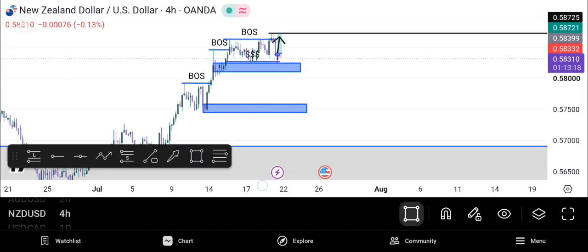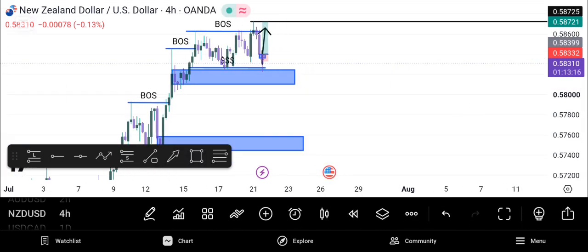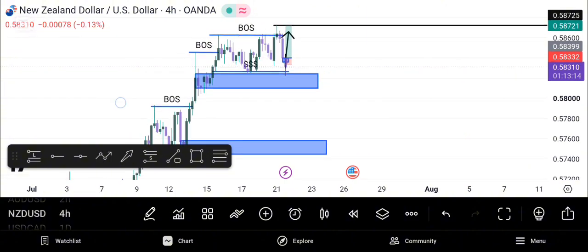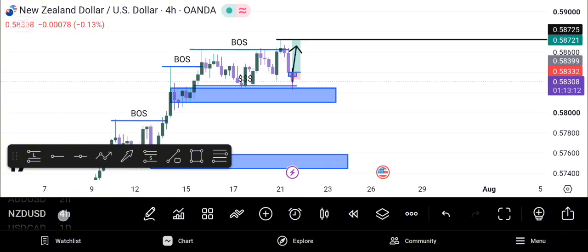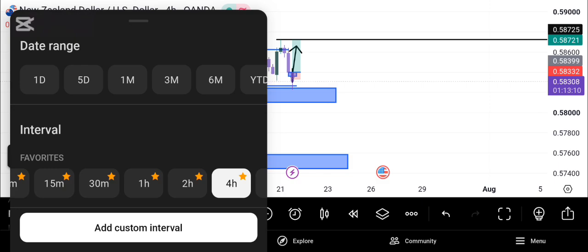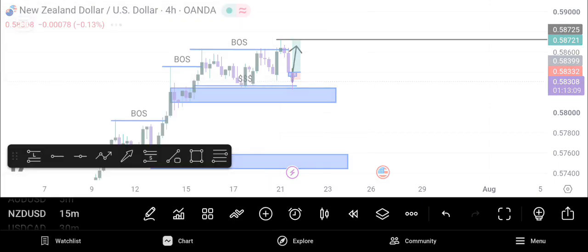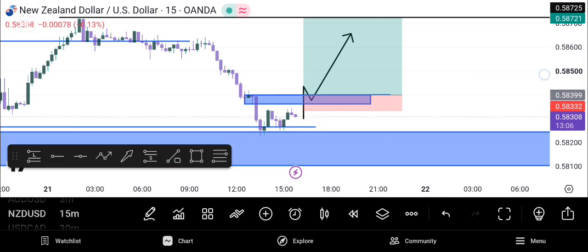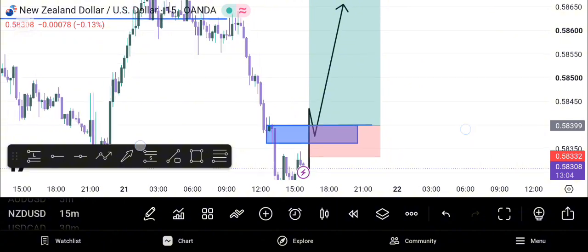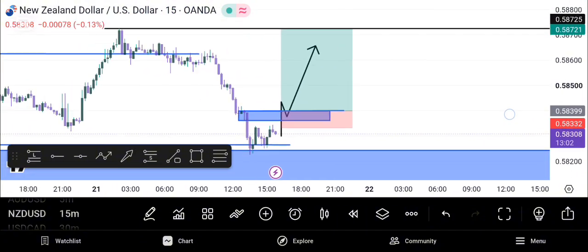So on that note, I'll be waiting for my confirmation on the 15 minutes time frame. Price already tapped into the order block, like you see right here, but I'll be waiting for my confirmation that I just mapped out on my 15 minutes time frame. On the 15 minutes time frame, I'll be waiting for this confirmation, and I'll be entering the trade.